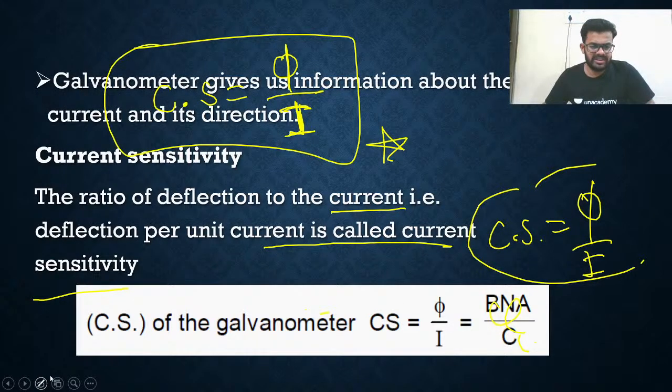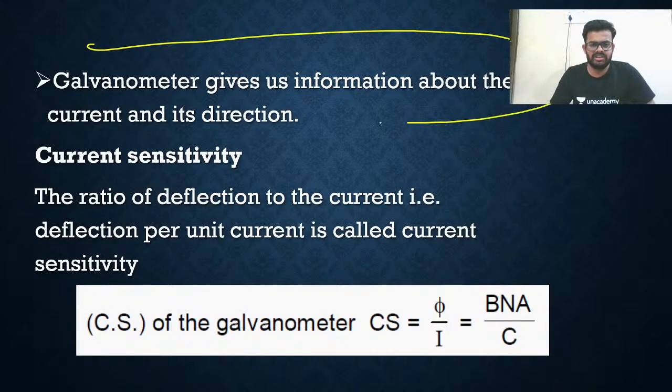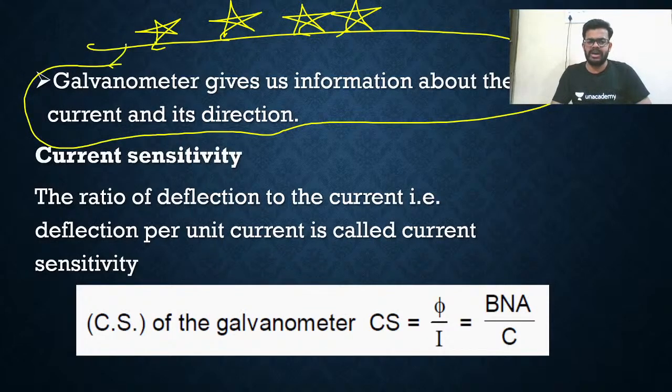The most important thing in these two slides is this: the galvanometer gives the information about the current and its direction. For NEET students, only this is important. Everything else is just okay. If you don't remember all this, then also it's okay.